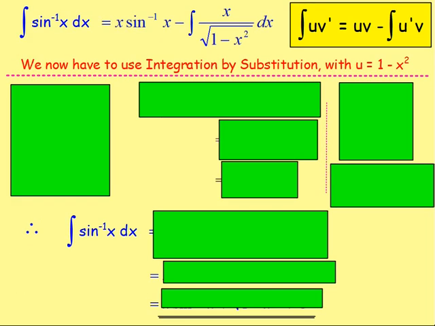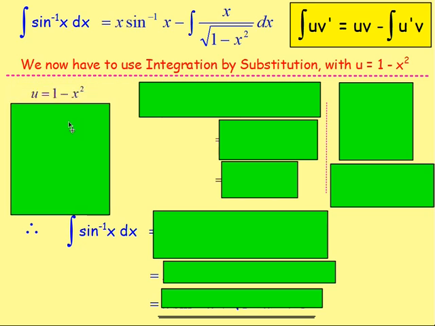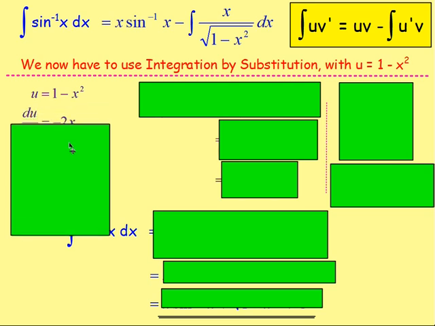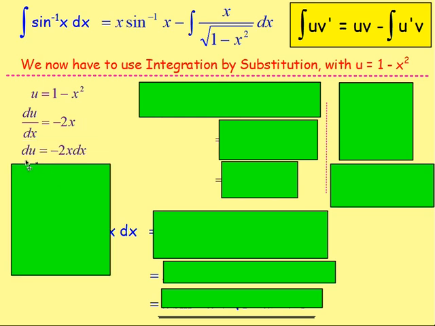Over the page then. So we're going to be integrating, this is just from the last page, and u will be 1 minus x squared. We then need to think about the rest of it. We know we've got a dx, but we need a du. To get that, we take our u and differentiate it with respect to x. So du by dx will be negative 2x. From there, multiply both sides by dx, and we know that du equals negative 2x dx.